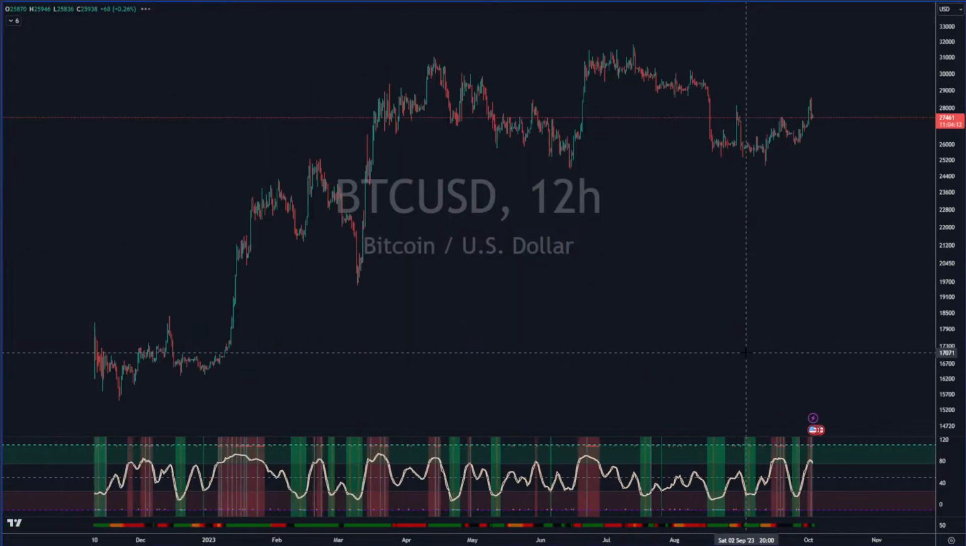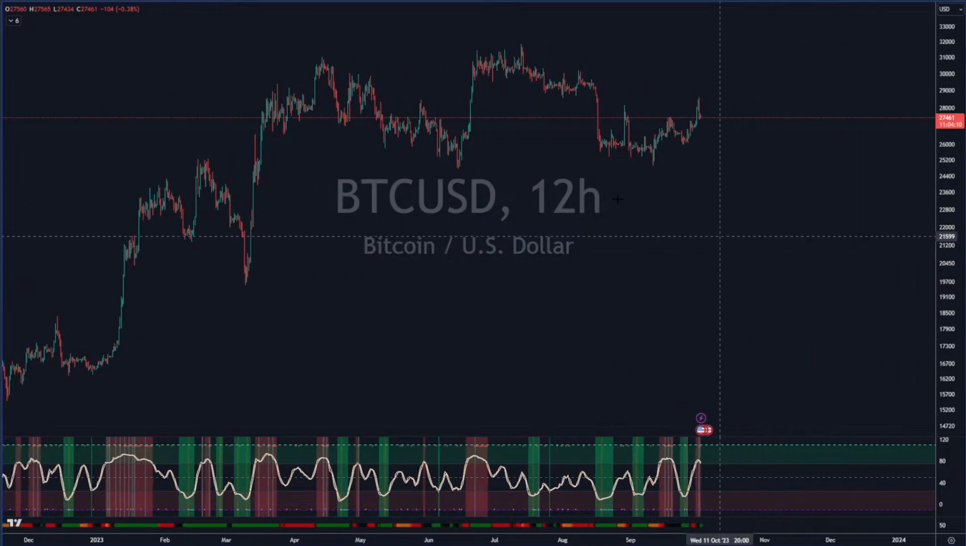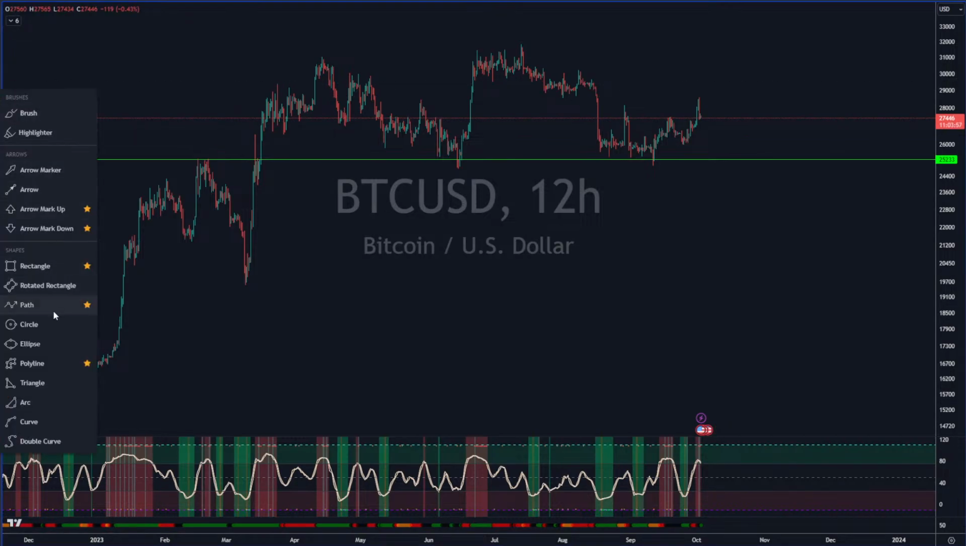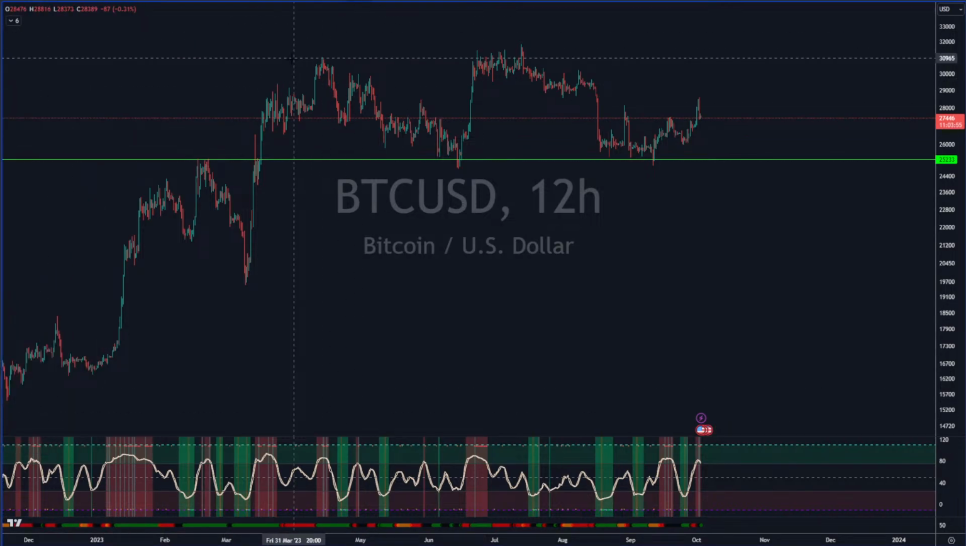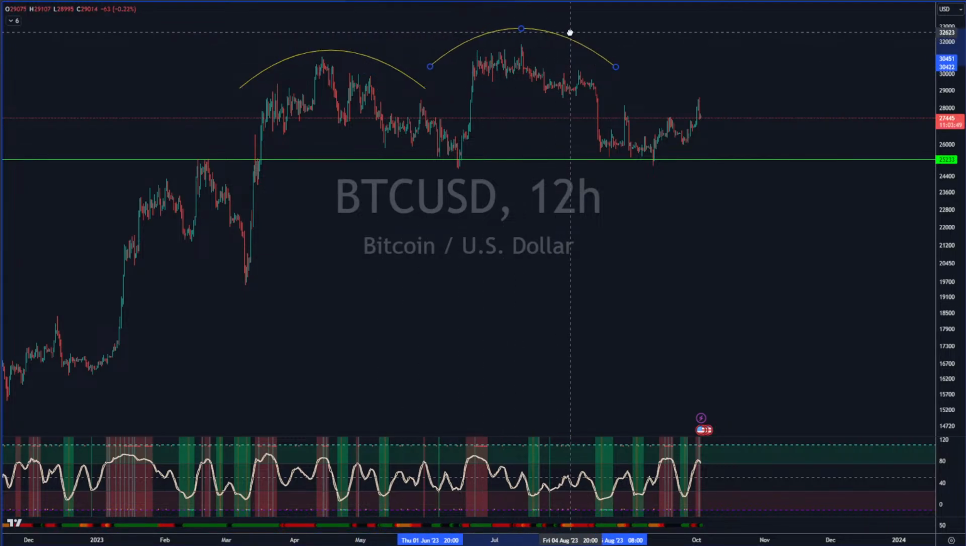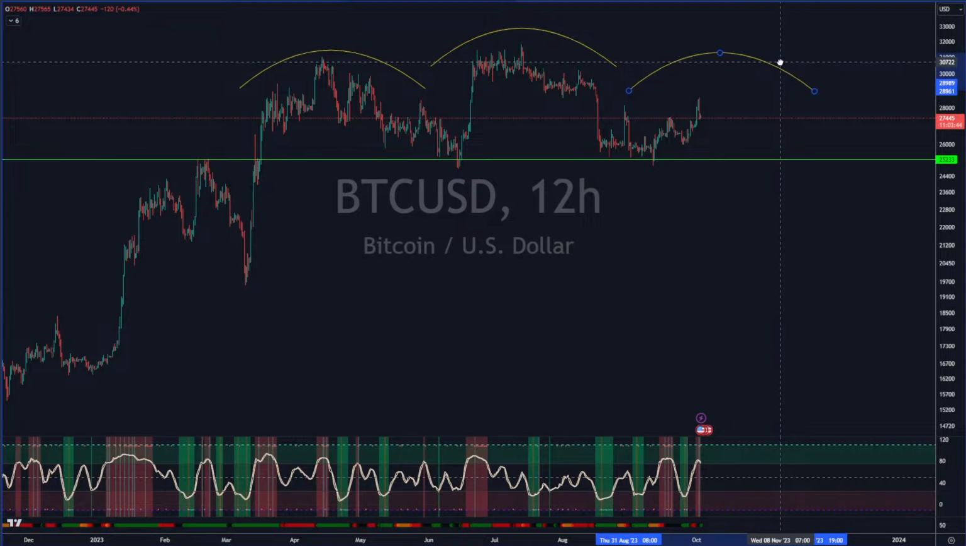So let me zoom out, because what I want to focus on is the fact that we've got a significant support zone right here. I'm going to outline this. This is really, really important. What I want to focus on is the potential for a left shoulder, the potential for a head, and the potential for a right shoulder.